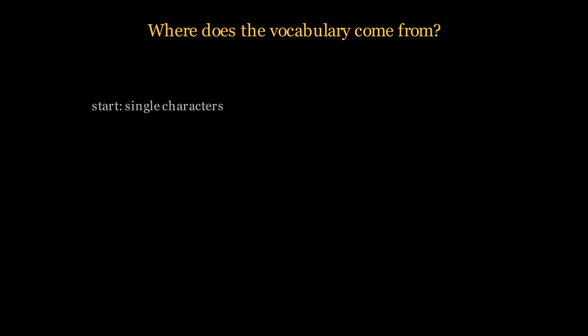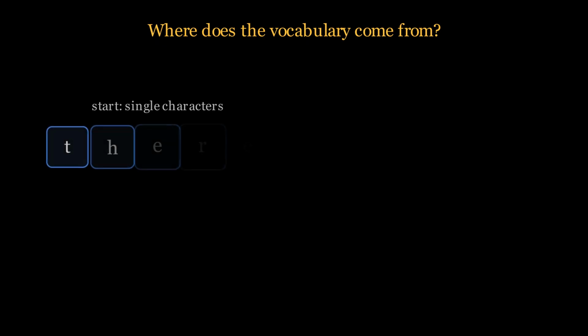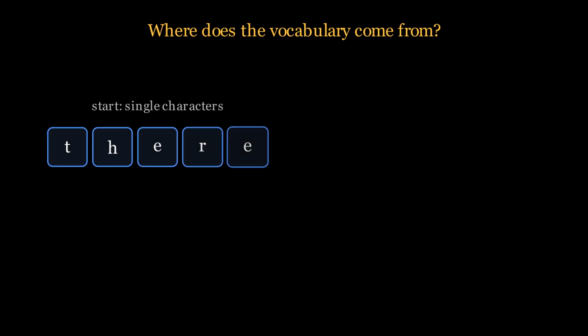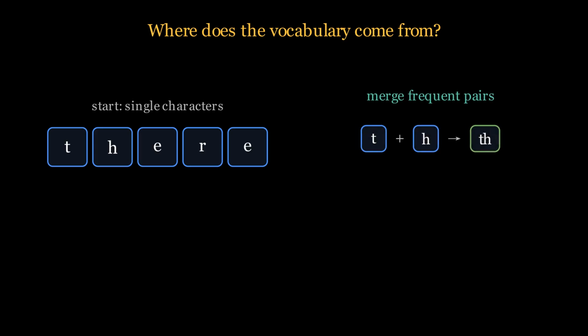Where does that vocabulary come from? Nobody types it out by hand. The tokenizer learns it from a mountain of text with one beautifully simple rule: start with nothing but single characters, then find the pair of neighbors that occurs most often, and glue it into a single new token. Repeat. T next to H becomes TH, TH next to E becomes THE.